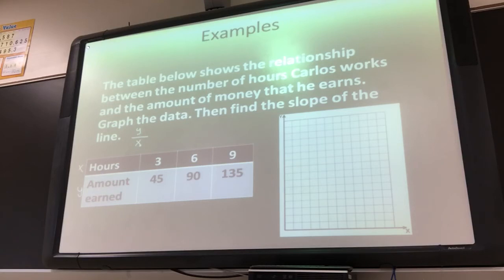Remember, to find the slope, you just pick any 2 points on that graph, and you subtract the two y values, subtract the two x values. So you can pick any 2 points that you want.